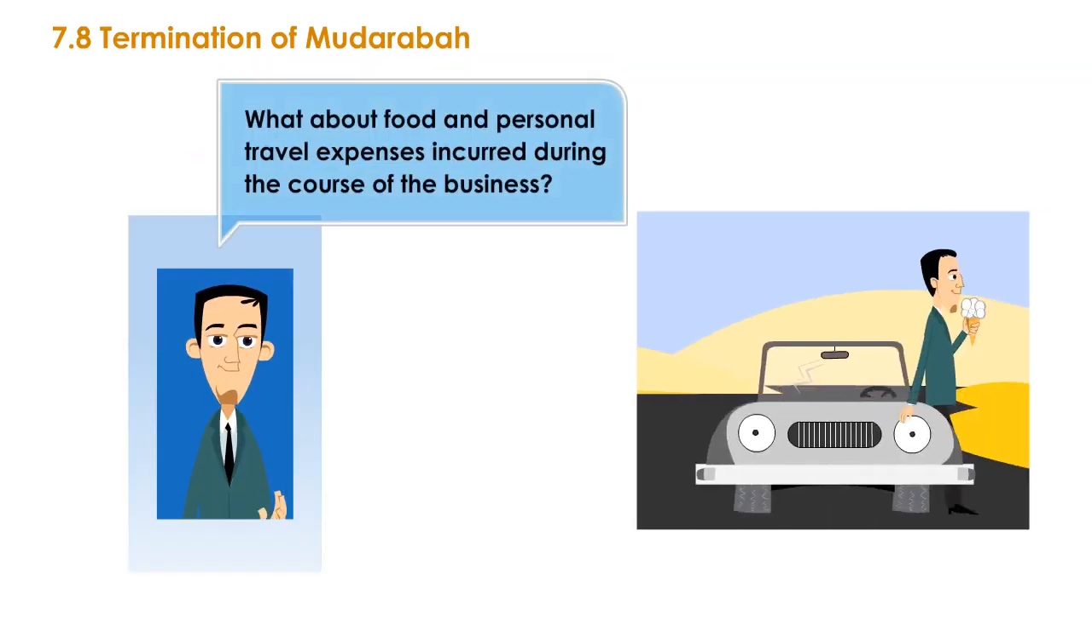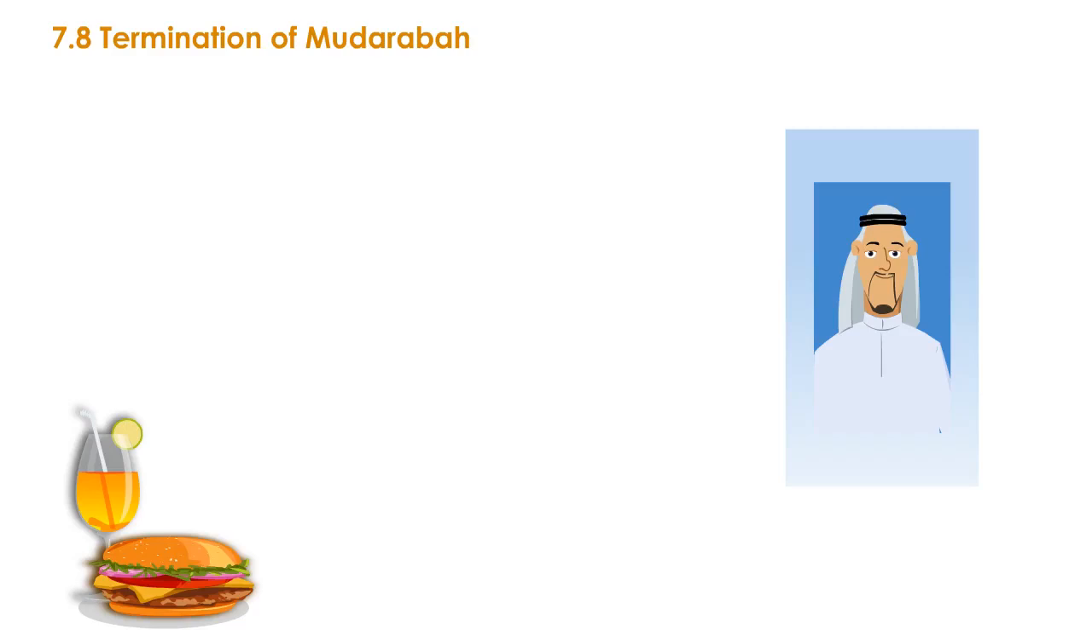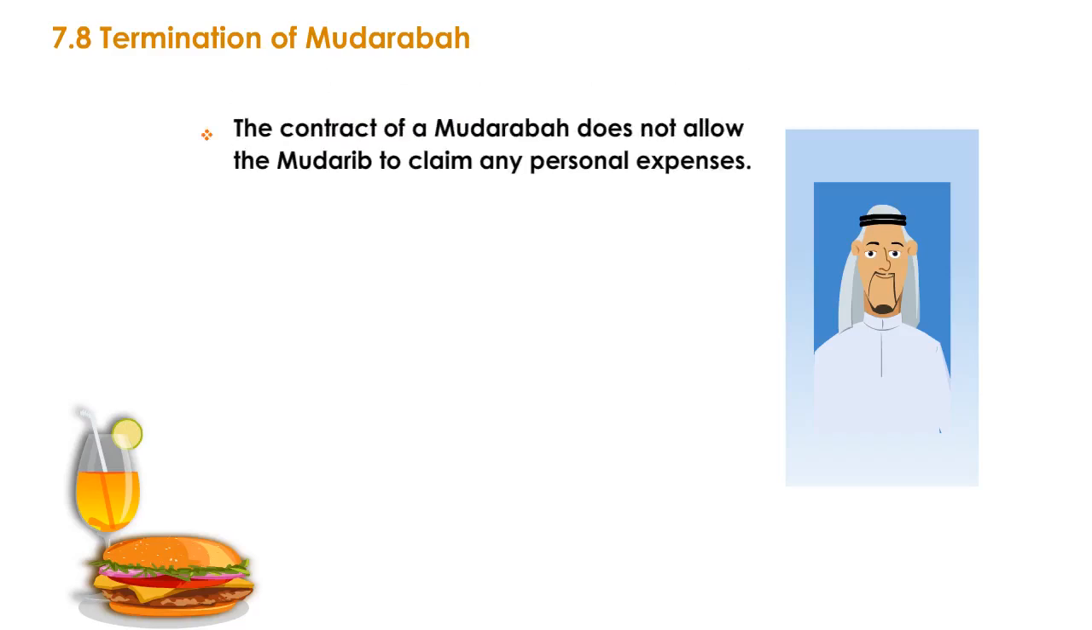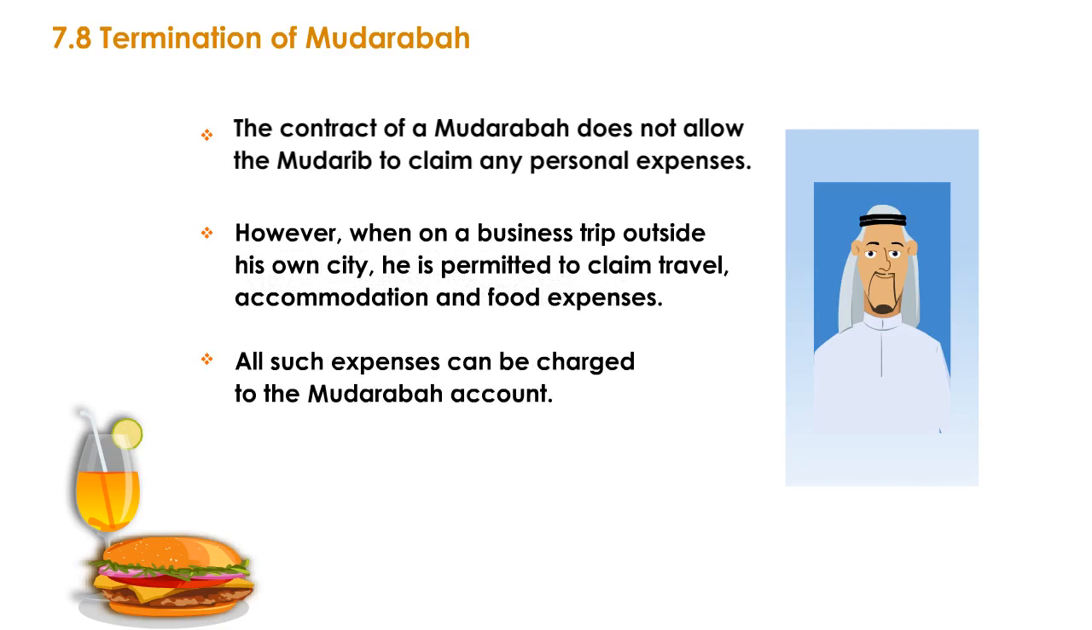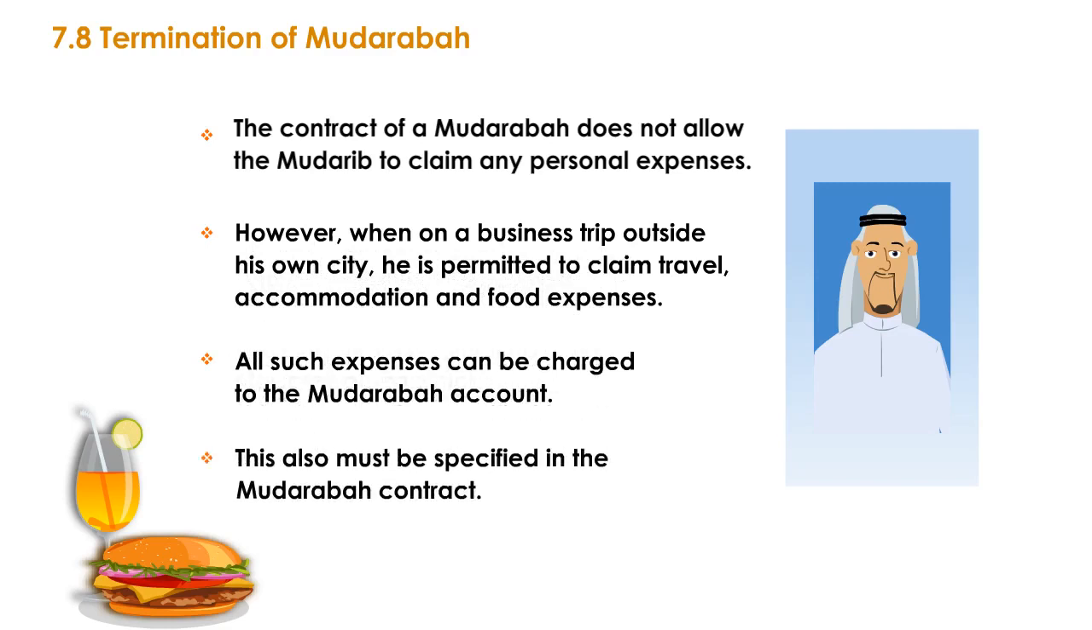What about food and personal travel expenses incurred during the course of the business? The contract of a Mudaraba does not allow the Mudarib to claim any personal expenses. However, when on a business trip outside his own city, he is permitted to claim travel, accommodation and food expenses. All such expenses can be charged to the Mudaraba account. This also must be specified in the Mudaraba contract.